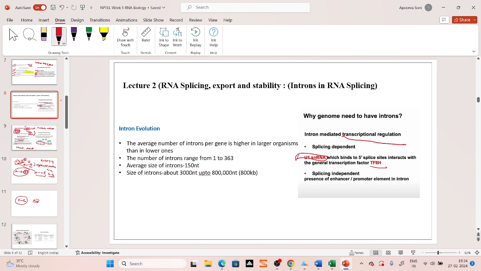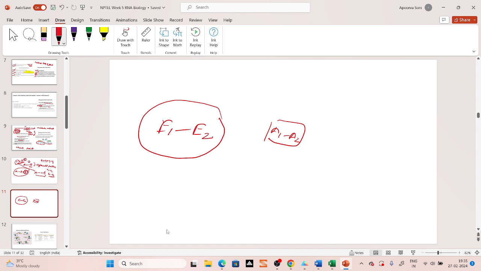Second is splicing independent. Splicing independent means there is a presence of enhancers or promoter elements in the gene. Now, this is again a very important point to understand, especially because, see, this is your gene.